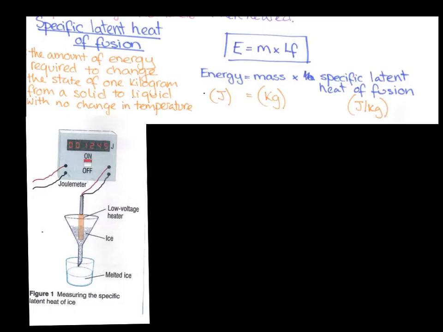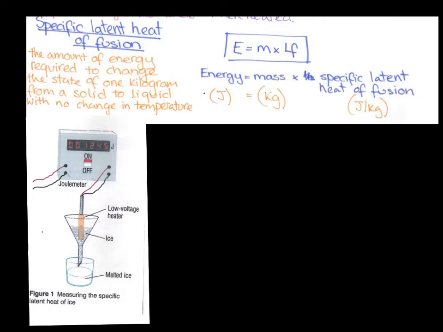So if we look at the equation here, we can see that the energy needed to do that is equal to the mass of the substance that you have times the specific latent heat of fusion. And that is a number that you would be given. You wouldn't be expected to know it. You could be expected to calculate it. But that's a value that is specific for that substance changing from a solid to a liquid.